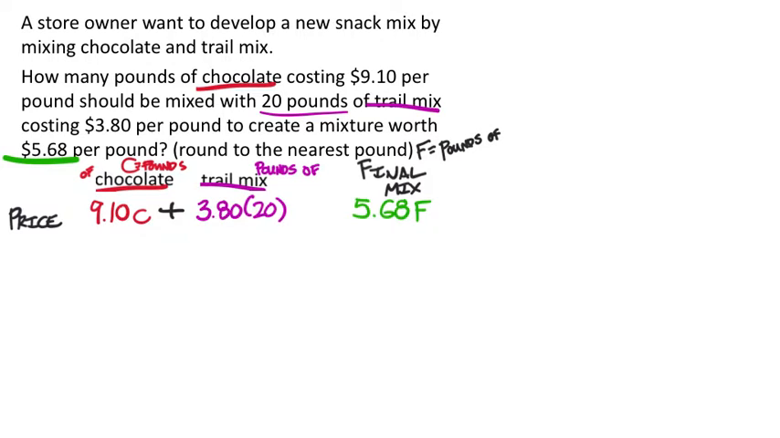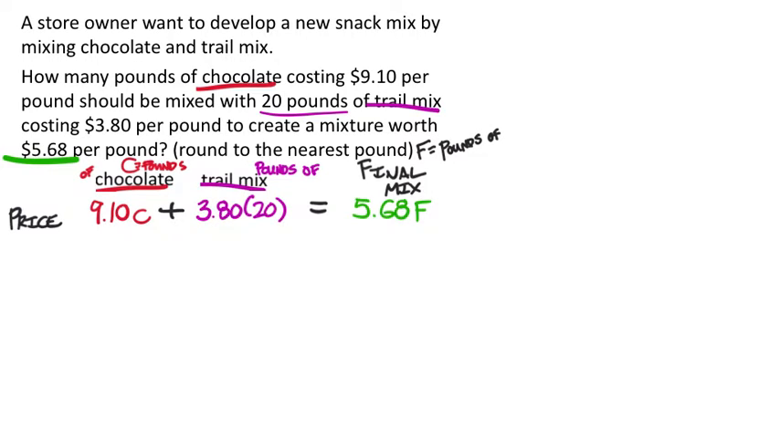So if you took the cost or the price for the chocolate and then added that to the price of the trail mix, you should get the overall price of the final mix. Right here, boom, that's one equation right there. And I can tell by everyone's faces how much fun that was. Okay, now we gotta create another equation.